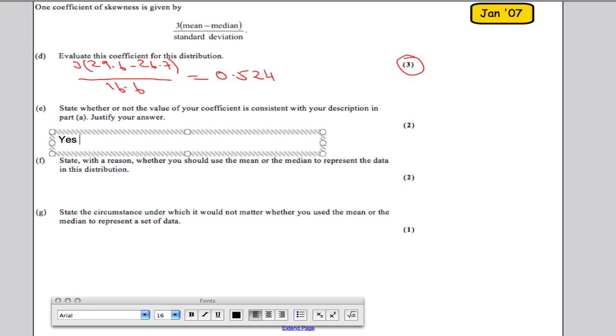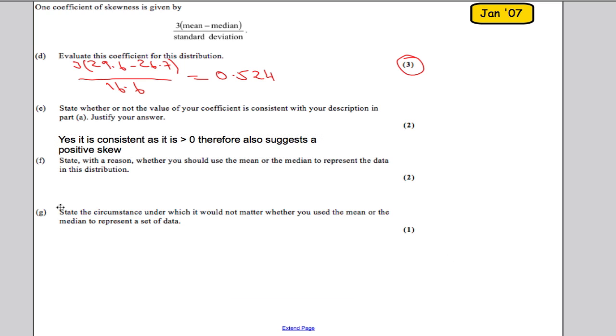So yes, it is consistent, as it is greater than 0, therefore also suggests a positive skew. State with reason whether or not you should use the mean or median to represent the data in this distribution.